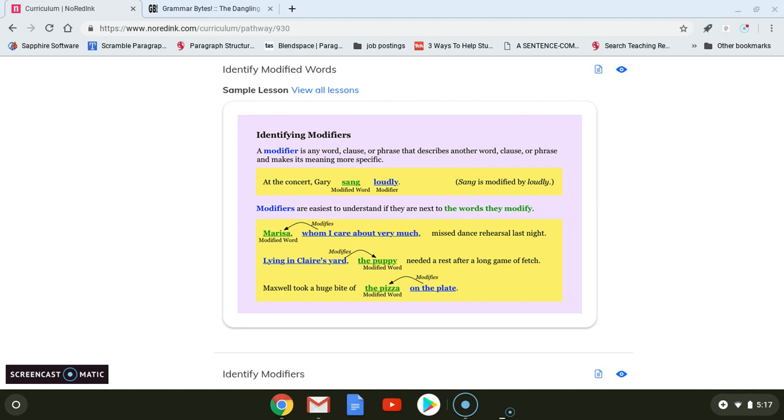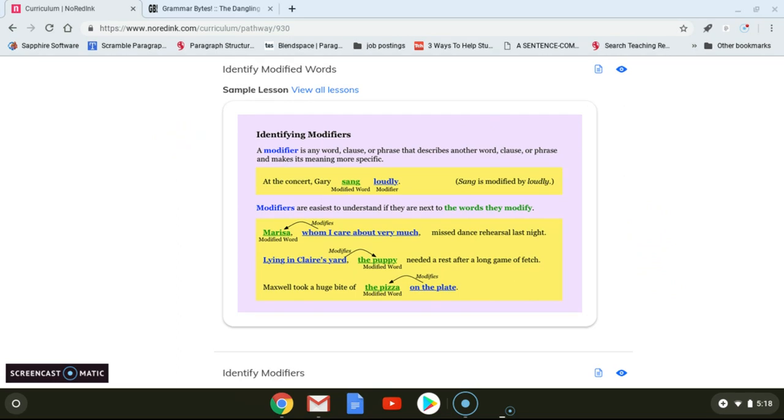Hi everyone, today we're talking about misplaced and dangling modifiers. In order to identify misplaced and dangling modifiers, we first need to understand what a modifier is. So make sure you have your notes ready and follow along so that you can fill in your blanks with the information that I provide to you.